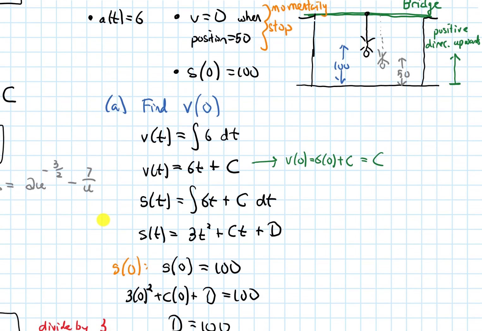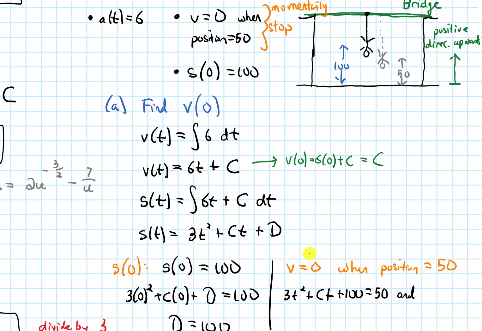So maybe I'll use this other piece of info. The other piece of info tells me that my velocity is 0 when the position is 50. So this is sort of telling me two simultaneous things. I need my velocity to be 0 at the exact moment when position is 50. Okay, so let's set the velocity, well, let's do position first. So position is 3t squared plus ct plus d, which I now know is 100. Let's set that equal to 50. That's got to be the case.